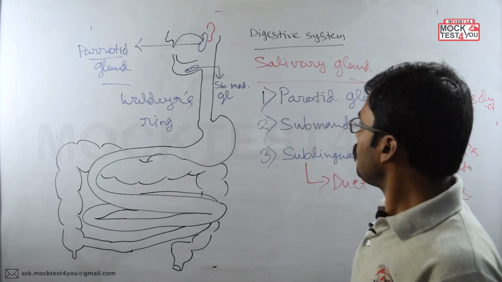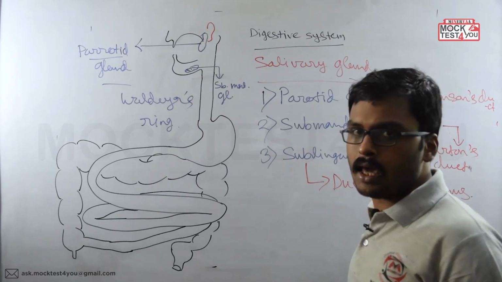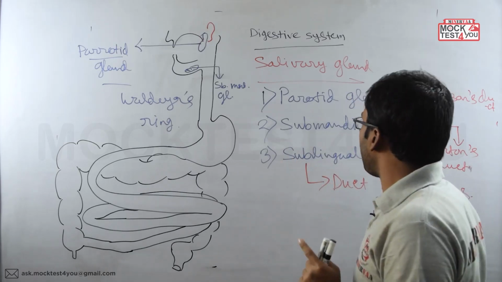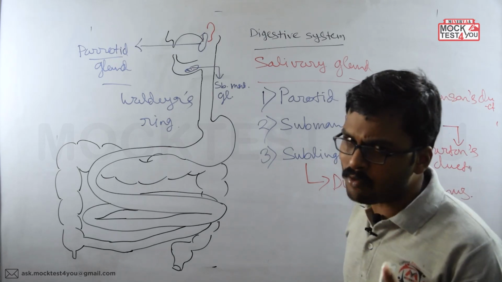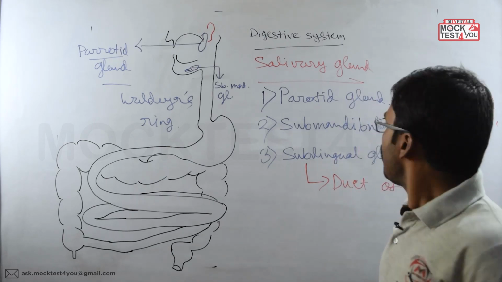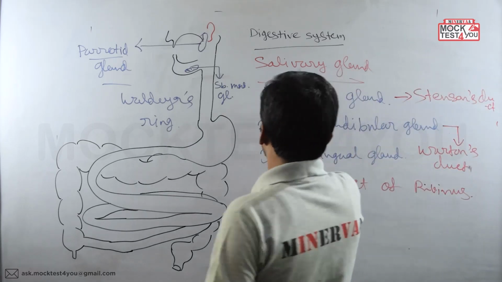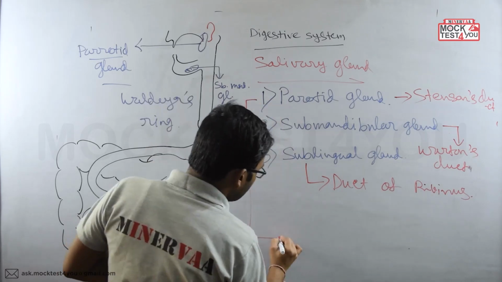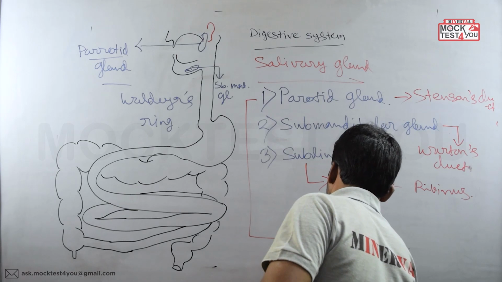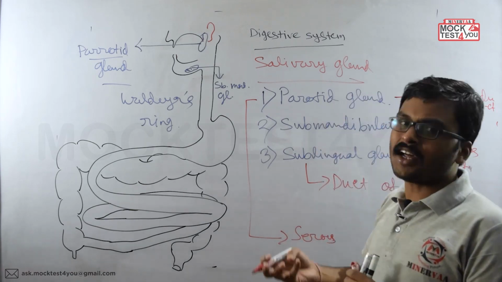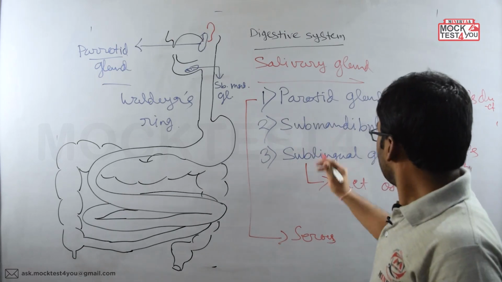Okay. Now, remember the parotid gland is secreting the maximum amount of saliva. The maximum amount of saliva is secreted by what? Parotid gland. Okay. And its secreted saliva is serous in nature. Serous means quite watery in nature. So that's why it is called serous in nature.